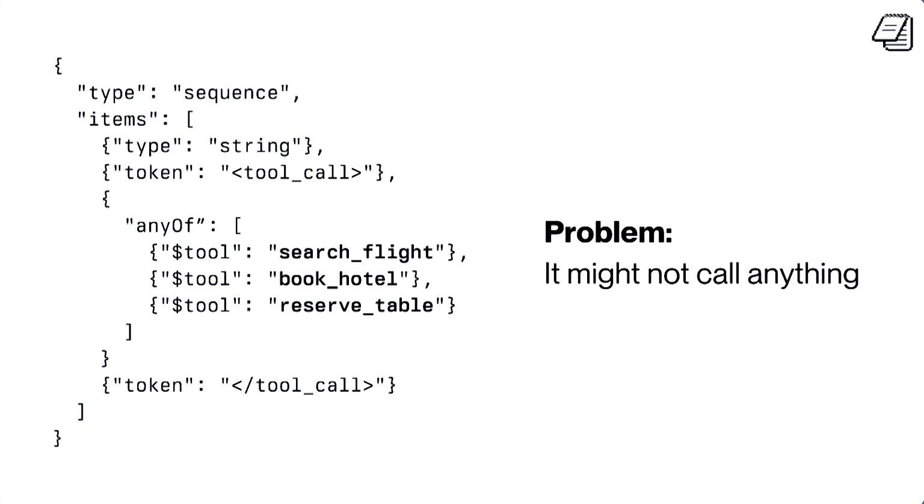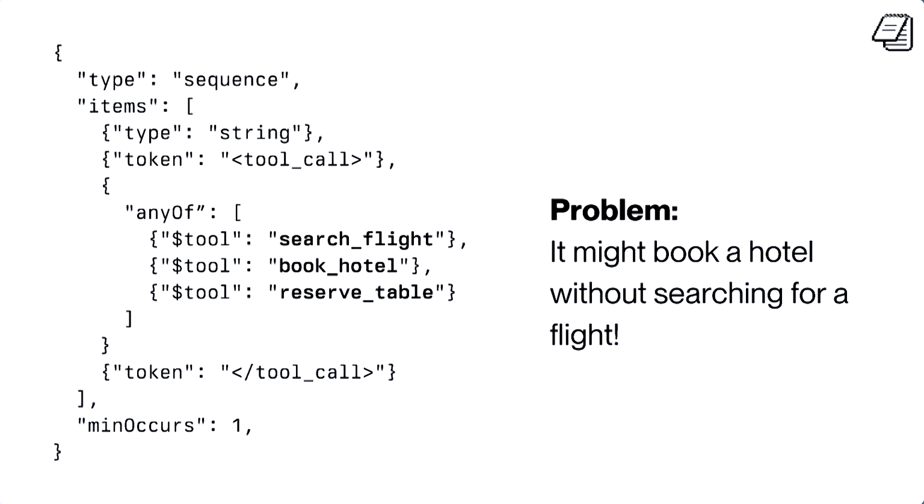The problem with this is that it might not call anything. So you kind of want to force Bunny to actually output, return a function called do something. Well, it's very simple. You can actually specify that there needs to be at least one. But there's another problem: it might book a hotel without searching for a flight, which is kind of problematic. And that's called force. You want to force the sequence.